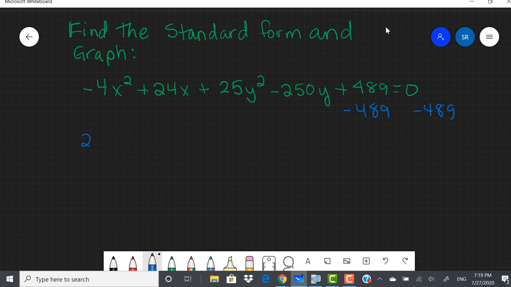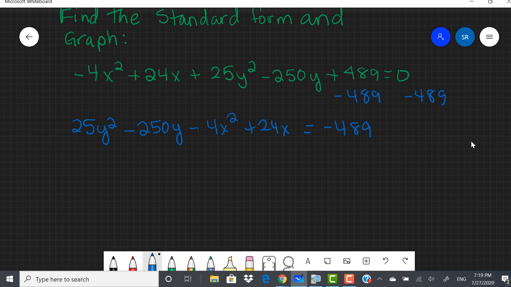I'm going to put my y's first. So I'm going to put 25y squared minus 250y minus 4x squared plus 24x equals negative 489. Then we're going to start factoring out the front coefficients to do our perfect squares. So I'm going to factor out the 25, and inside I'm going to have y squared minus 10y. And then I'm going to add something there to complete the square.